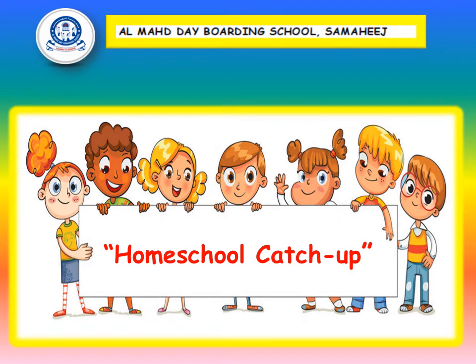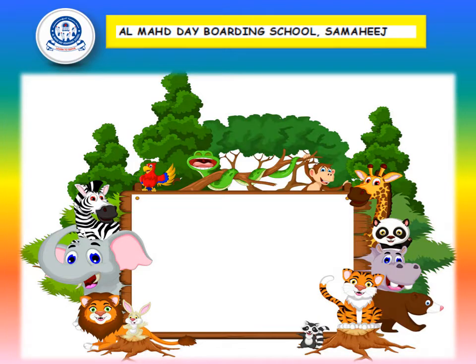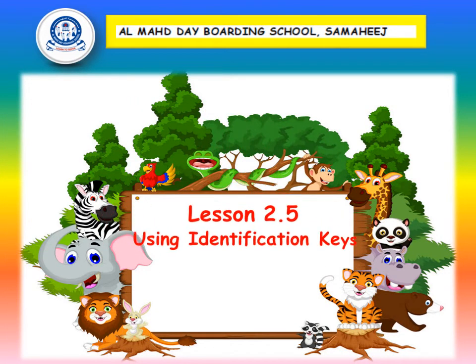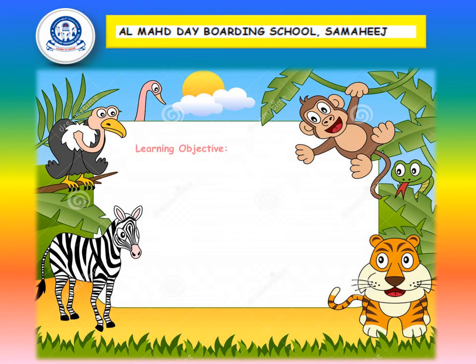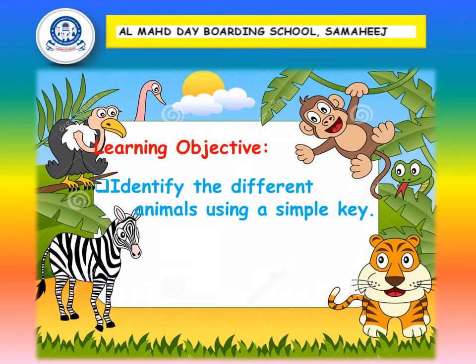Today, we're going to learn about Lesson 2.5, Using Identification Keys. In your student book, it is on pages 32 to 33. For the learning objective of this lesson: identify the different animals using a simple key. So at the end of this lesson, you will be able to identify the different animals using a simple key.